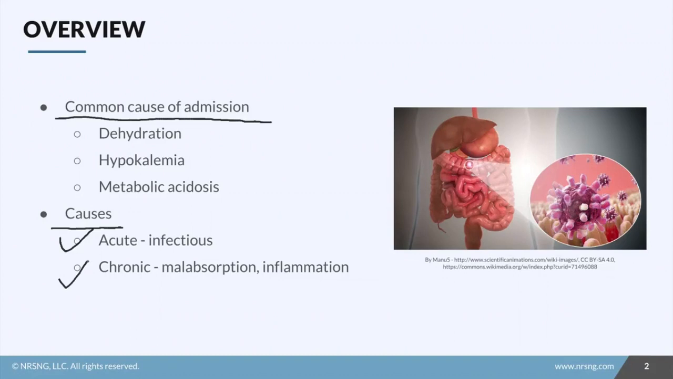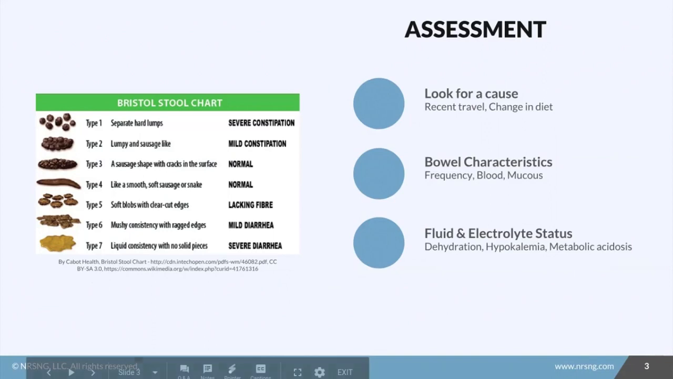Other infectious causes that you may see might be bacterial, so something like salmonella from food poisoning. Now, the chronic causes of diarrhea usually end up being due to issues with absorption and inflammation in the bowels. Examples of this would be diagnoses like Crohn's disease, celiac disease, and even food allergies.